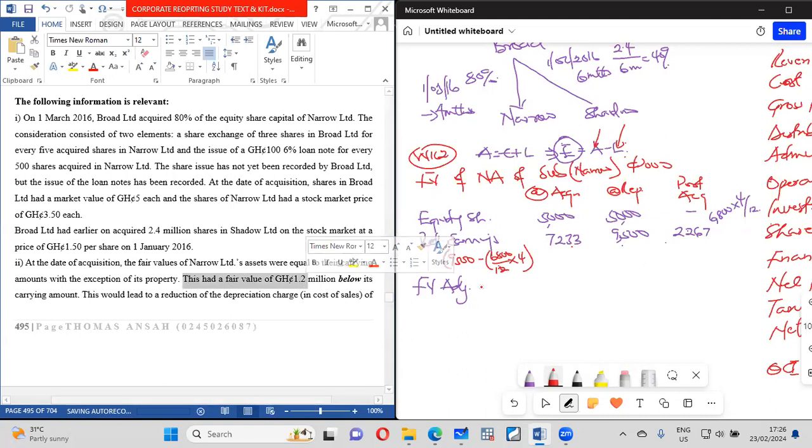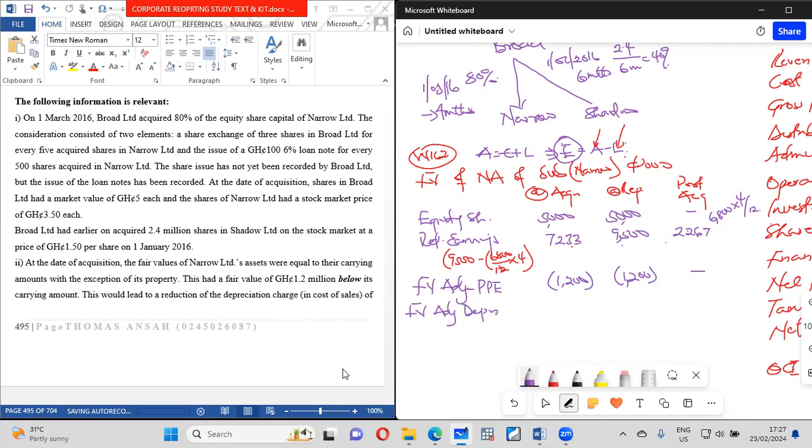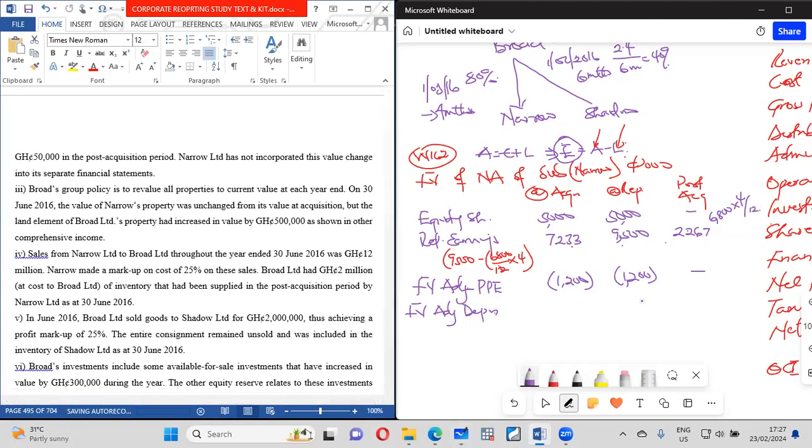A property. So here the thing is PPE, and it had a value below. So if it is below, it's a negative. Now the fair value adjustment, which in this question we were given the depreciation, we had to reverse the 50. We had to reverse the 50 because that is what we were told. So the 50 should be reversed. So basically that is what we go through and do.